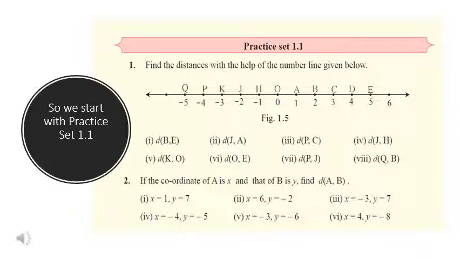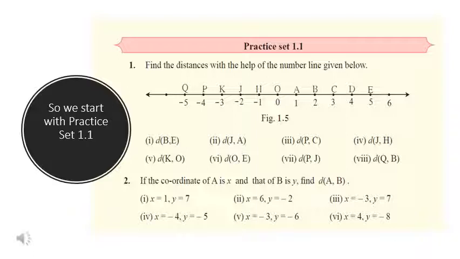Okay, next question 2. If the coordinates of A is x and that of B is y, find the distance between A and B. So they have given us here the value of x and y, and we have to find the distance. So don't get confused by looking at x and y. These are just the values of the coordinates.